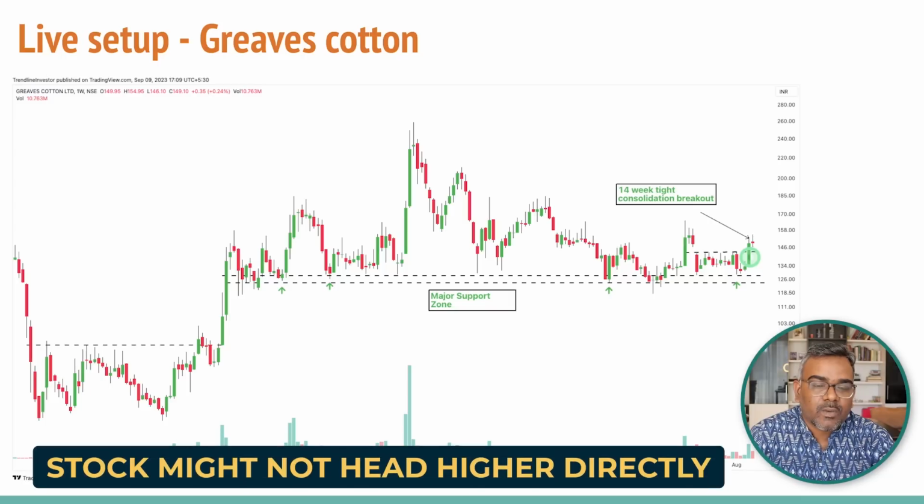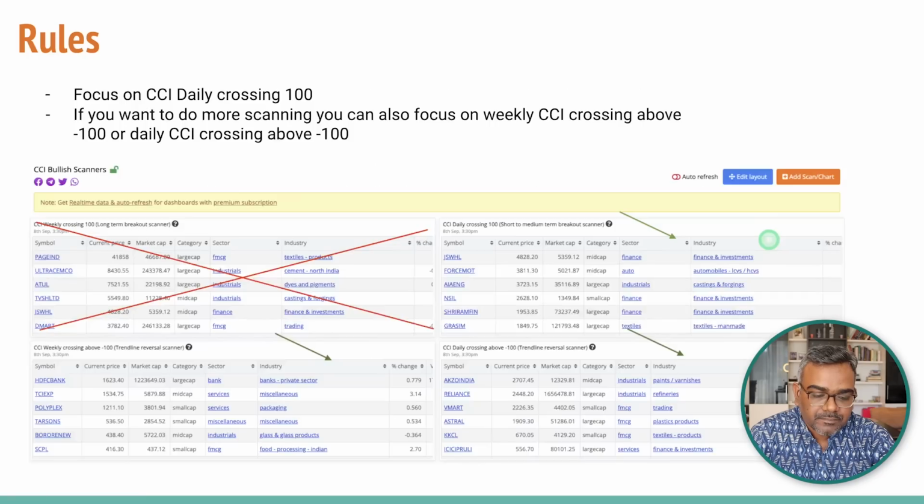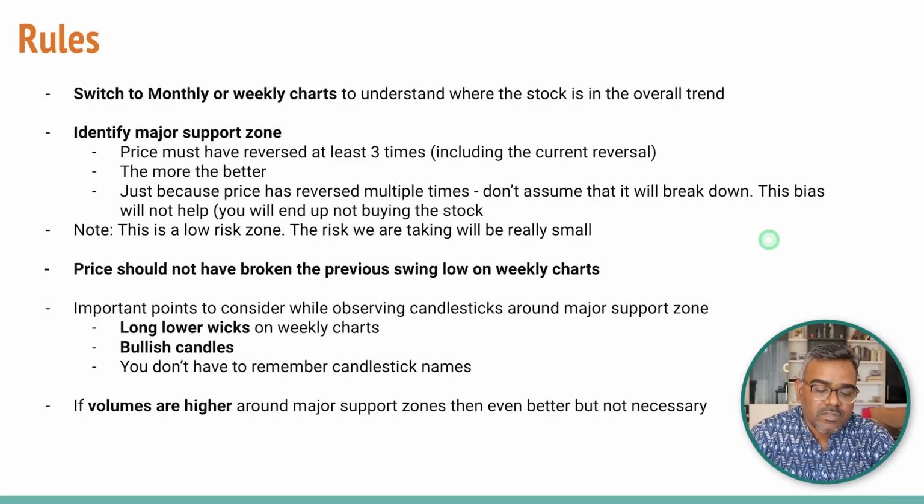Now, this doesn't mean the stock will head higher directly, right? You need to wait for it to consolidate. Probably it'll take some time here and then head higher. But from an investment perspective, this is a very good setup, right? That's how you find a setup for a major support zone. Now here, it's very important to understand this set of rules. You have to have a chart compliant to these rules if you're trading a chart around the major support zone.